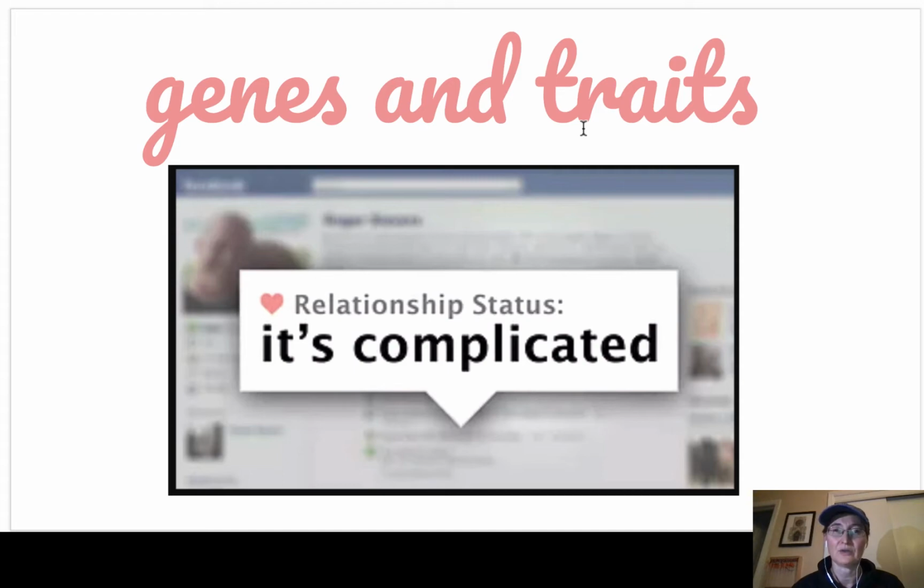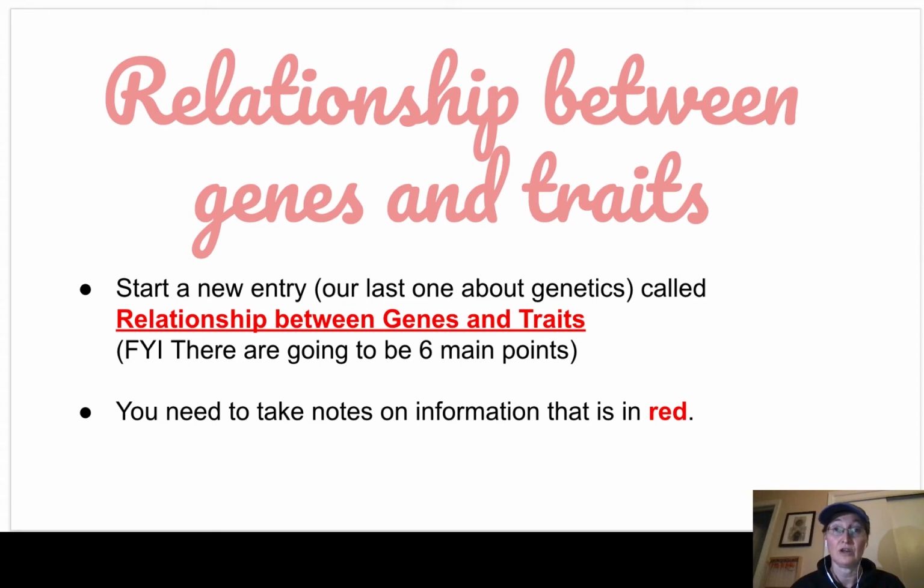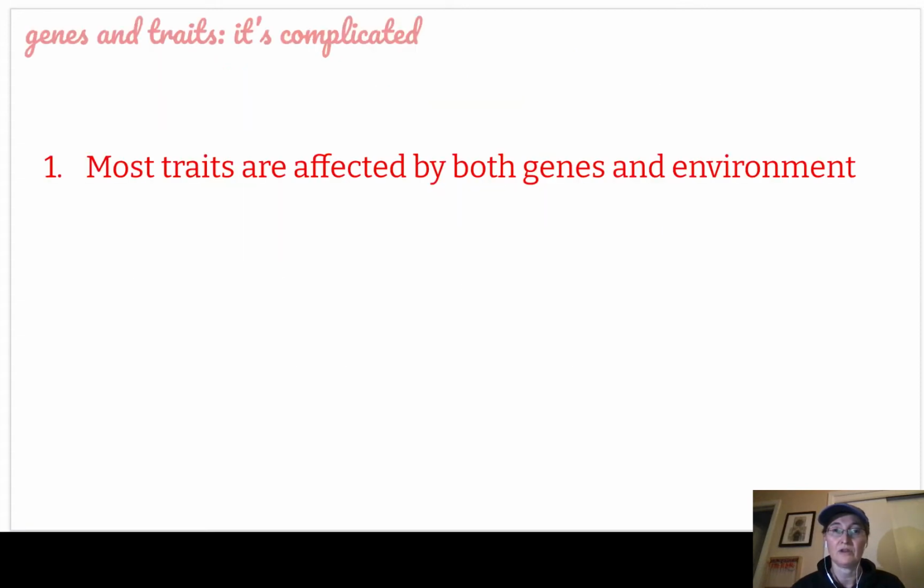Today, you're going to embark on a conversation, some note taking, some thinking, some exploring, some applying of what we've already learned to tease apart the relationship between genes and traits. And so, start a new entry in your notebook. And by the way, there are going to be 6 major aspects we're going to talk about. As we move forward, the things that you want to be sure to write down will be in red. And the first one is one that you should already know. We've addressed it a bit already, and it's the fact that most traits are affected by both genes and environment.